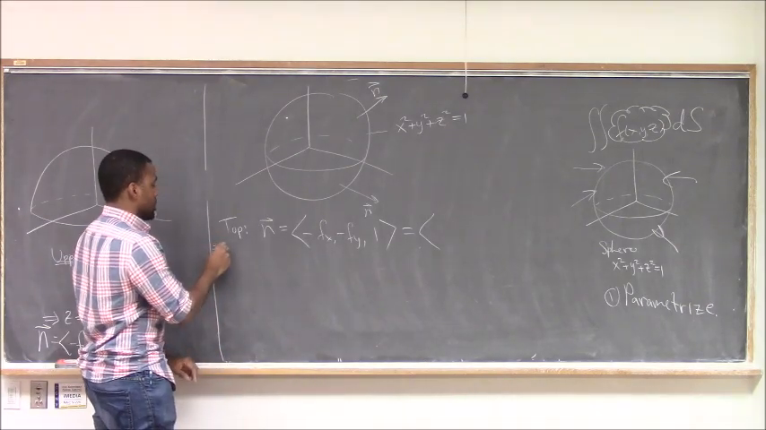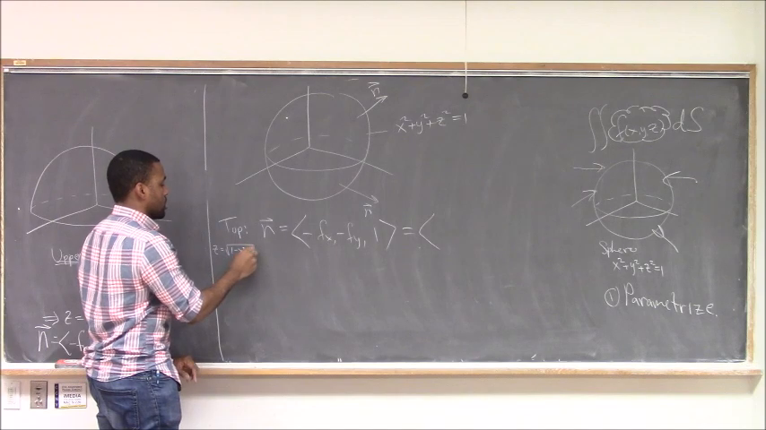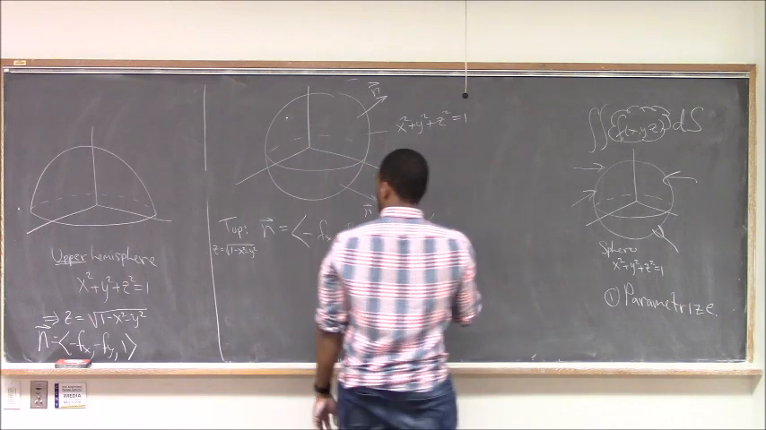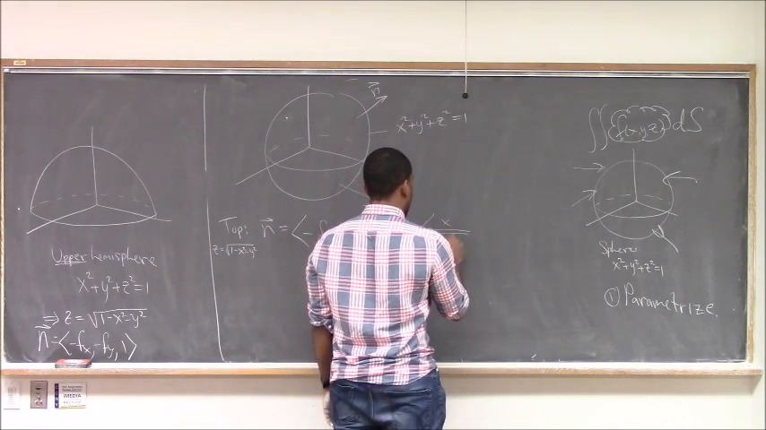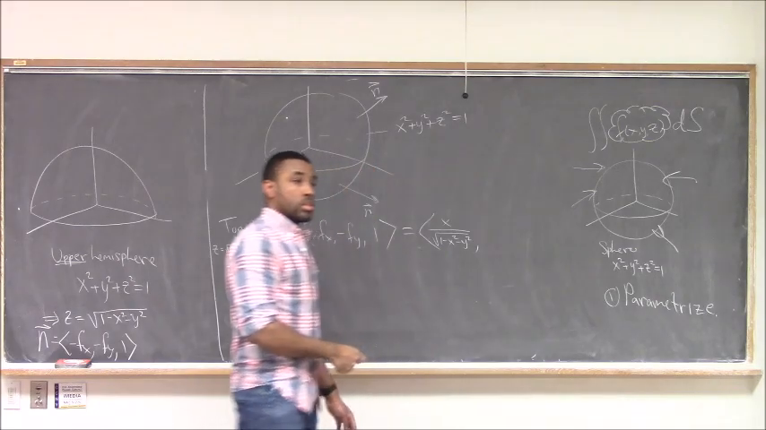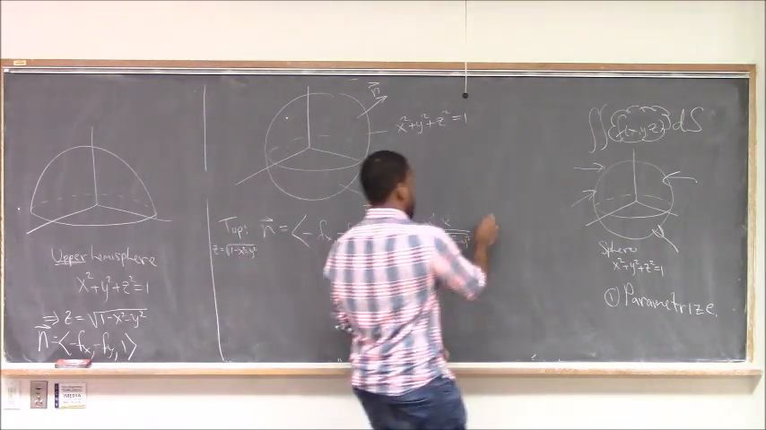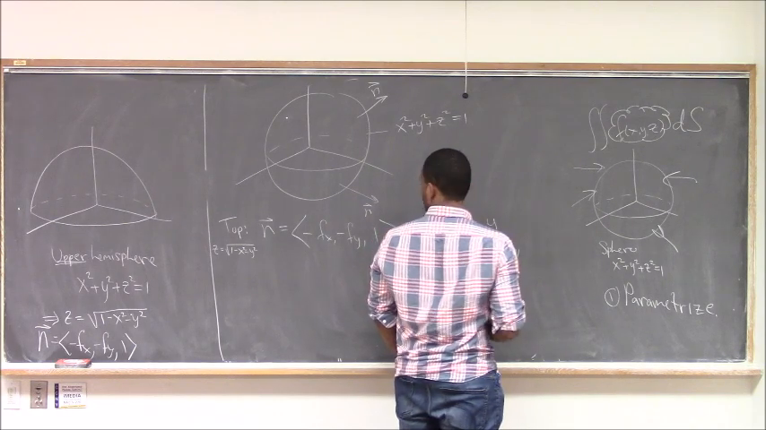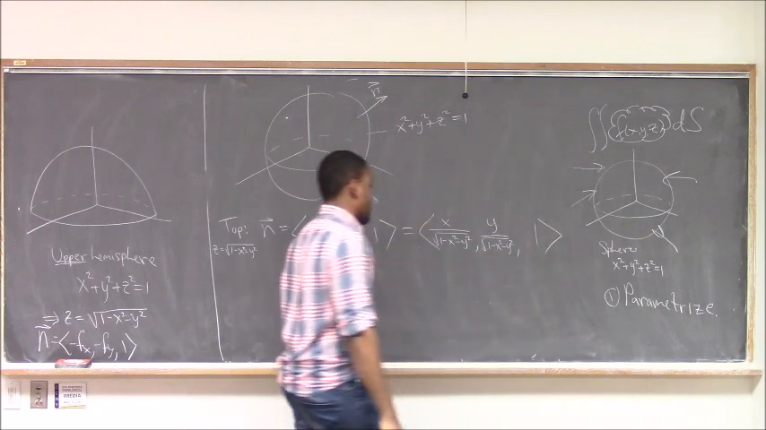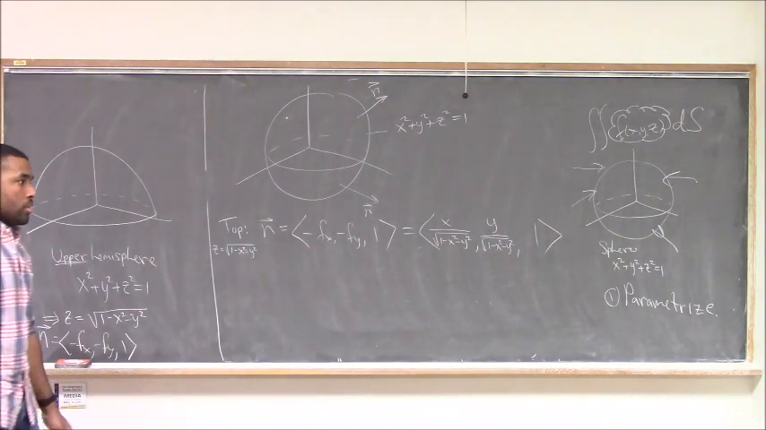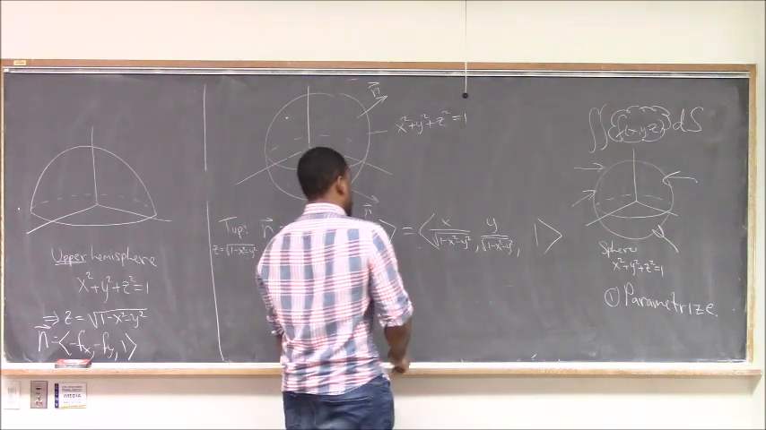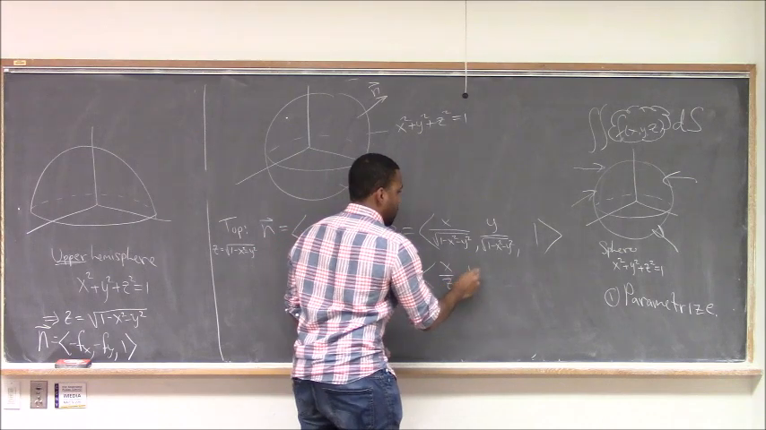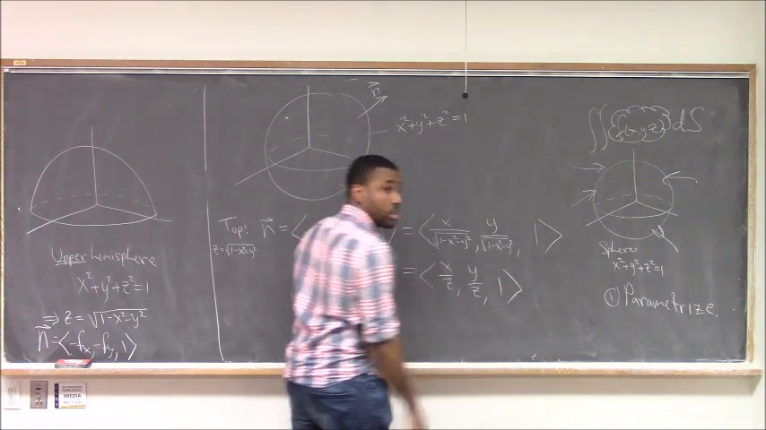So the top means I'm setting z equal to the positive radical of this. So this would give you what? Something like x over that, y over that, and just 1. In other words, this looks like x over z, y over z, and 1.